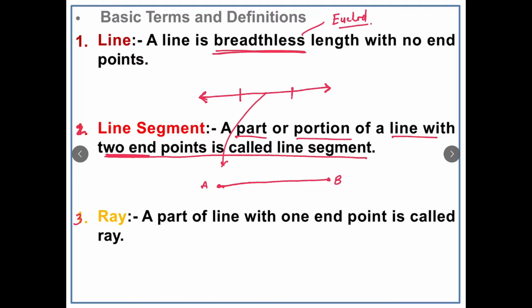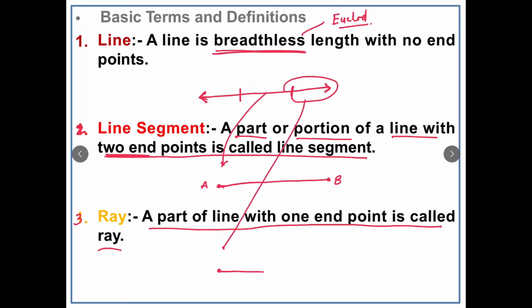Next we have the ray. A part of a line with one endpoint is called a ray. That means if we take this part of the line, it will have an endpoint, but it will be going continuous on the other side. All such lines are called rays. This point is also called the initial point or the endpoint, while the ray goes continuous in the other direction.